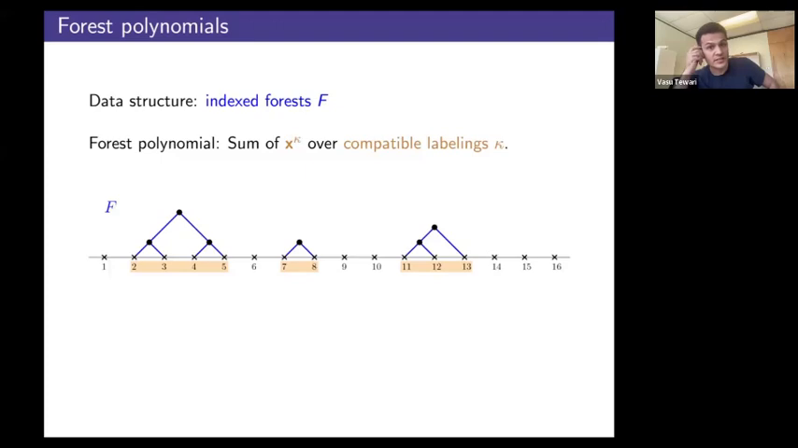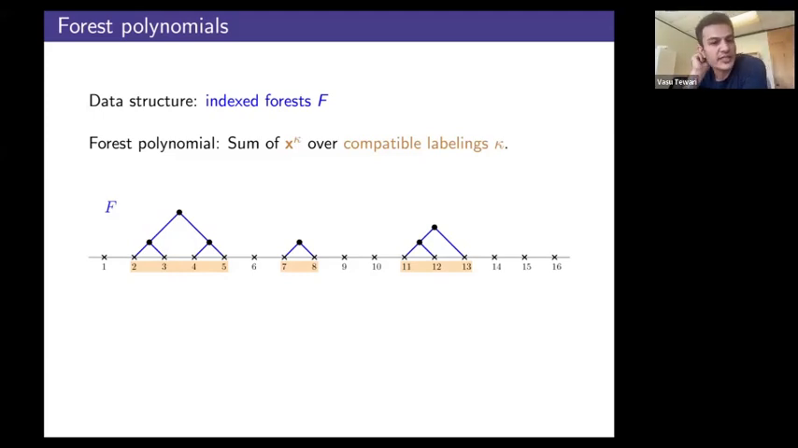My forest is going to be a collection of binary trees that sits on top of this copy of the natural numbers. The stuff in orange is the support of the forest. So those are the leaves that this forest sees. Notice that all the support is a disjoint union of intervals. Okay, so there's no gaps between leaves. You must use consecutive sets of leaves.